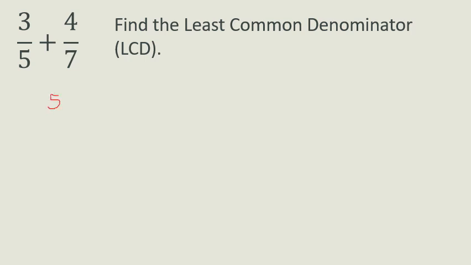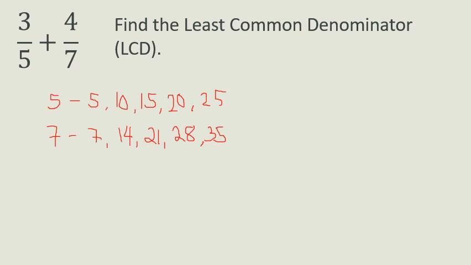So, 5 and 7. In finding the LCD or LCM, we can use the listing method, the factor tree, or continuous division. Since the numbers are small, we can use the listing method. So, let's list the multiples of 5. So, 5, 10, 15, 20, 25.